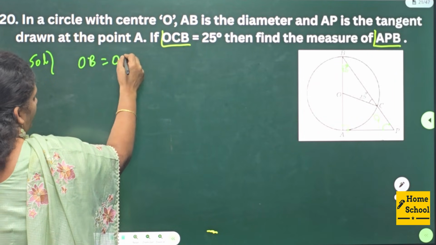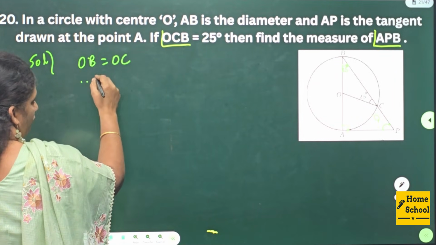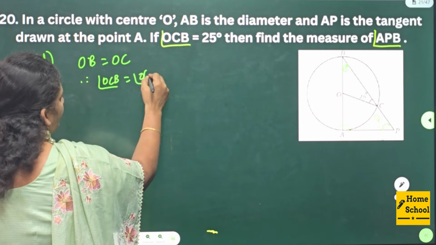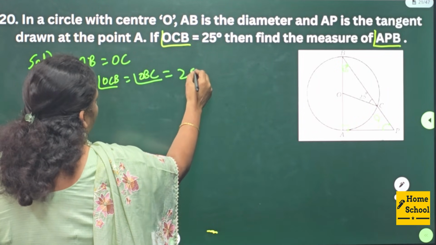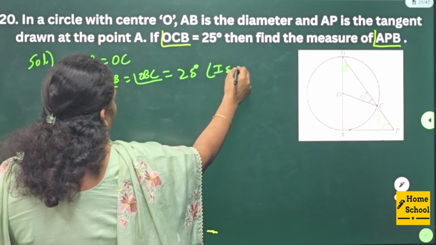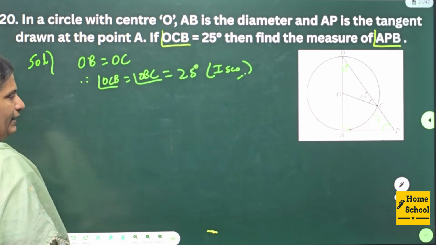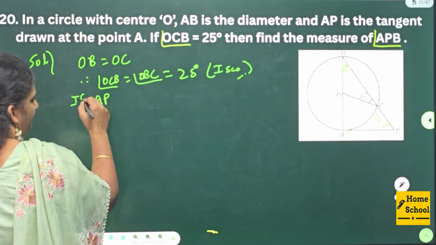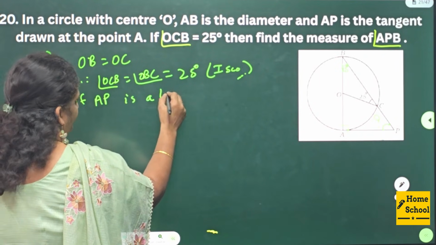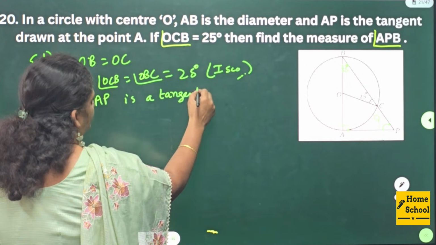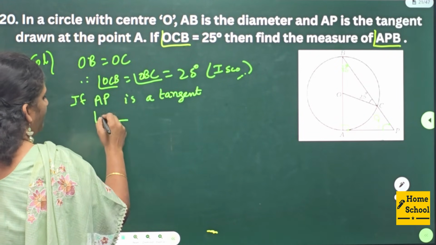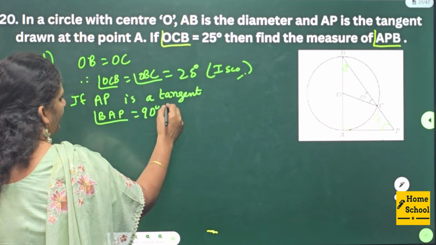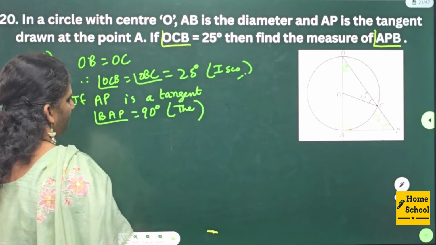OB is equal to OC. Therefore, angle OCB is equal to angle OBC, that is equal to 25 degree because it is an isosceles triangle. Now, if AP is a tangent, what do we say? Angle BAP is equal to 90 degree by the theorem.